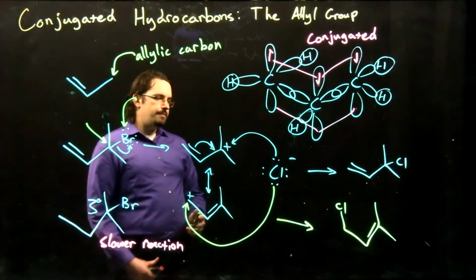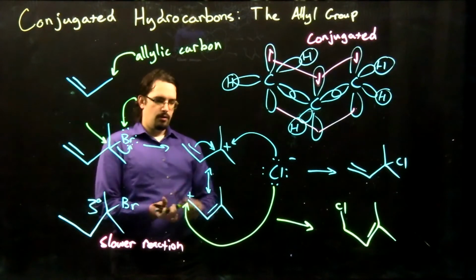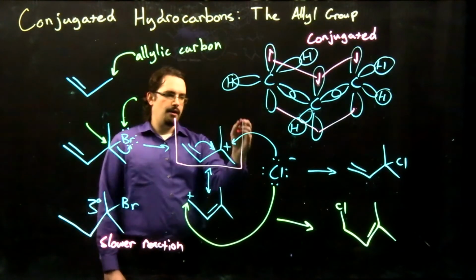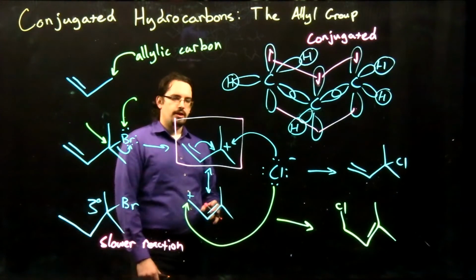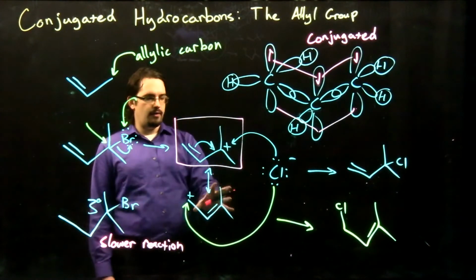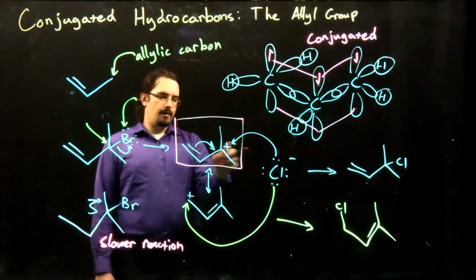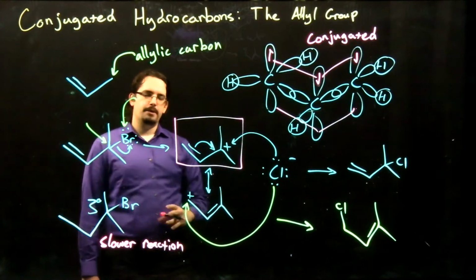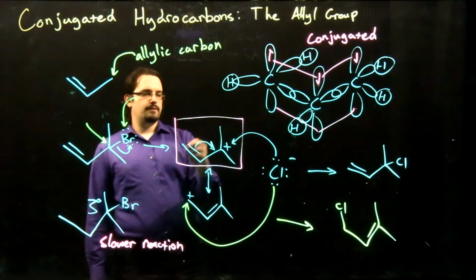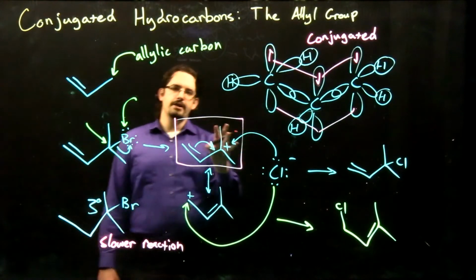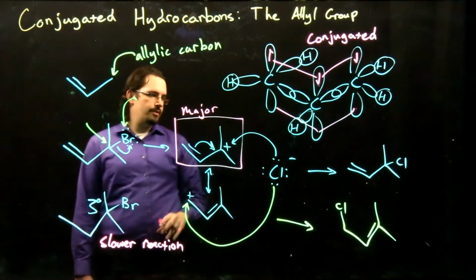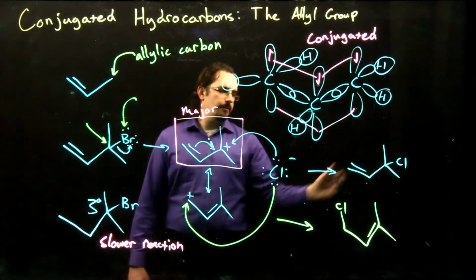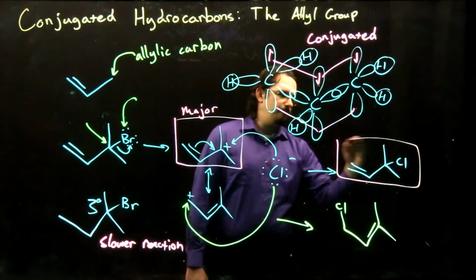It wouldn't be our major product because, again, we still prefer our more substituted carbocation. So even though both of these resonance structures exist, we can think of our carbocation as kind of bouncing back and forth between these two carbons. This will still be our major intermediate. This will be our major resonance contributor, and so this will be our major product.